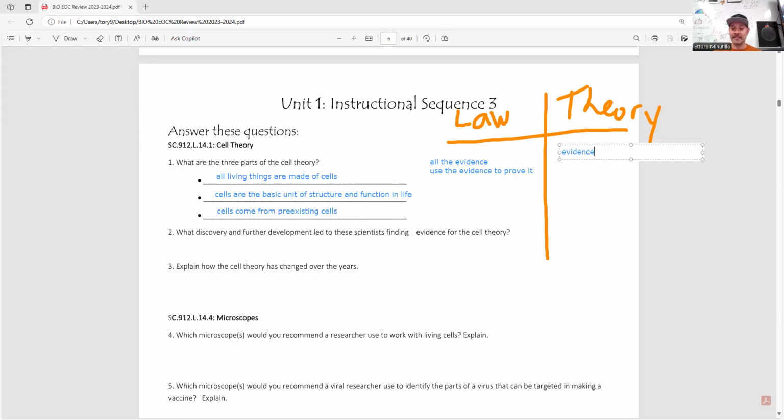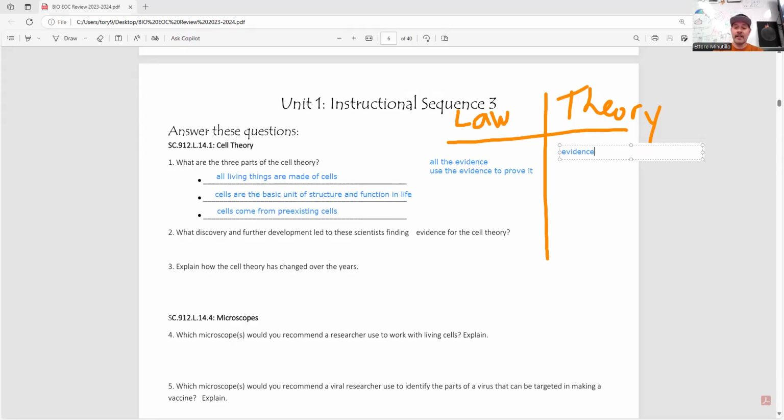Cells come from pre-existing cells. Okay, what about the original cell? How'd that get there? Well, we don't exactly know, but every cell that we're aware of now has come from a cell that was from before it. Right. So what you're saying is you can't actually prove it.